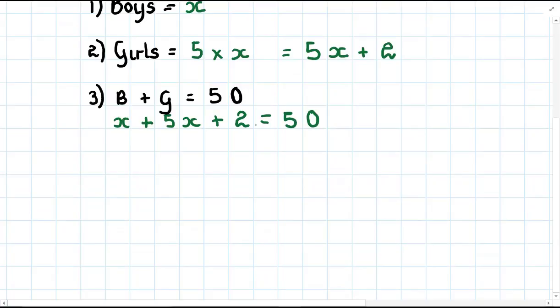Now the first thing we've got with the equation is we have to collect like terms. It's called like terms. So we add the x's together and then add the coefficients, or the numbers, together. So we have got x plus 5x, which is 6x, plus 2 equals 50.